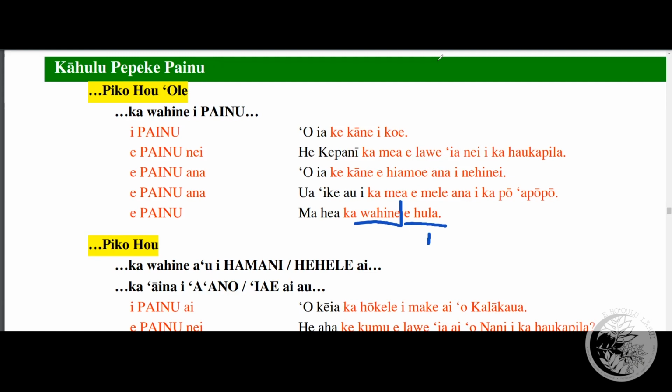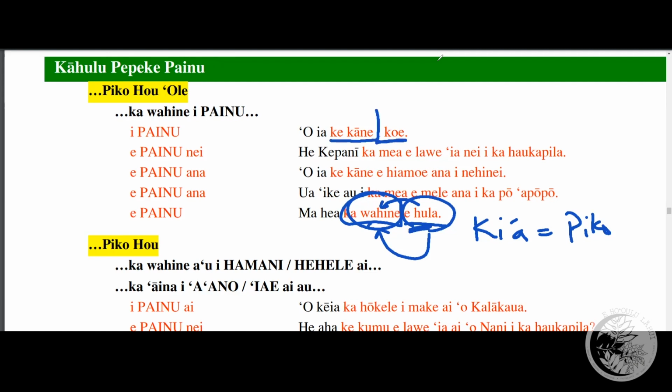So again, e hula, like a Pepeke Painu, is describing kawahine. And so as a rule, always remember that this kahulu's function is to describe the kia. Or I would like to say it is the kia. For example, kawahine is the piko, right? Who's going to dance? The woman. What was left over? Kekane. What is being brought? Kamea. Who was sleeping yesterday? Kekane.